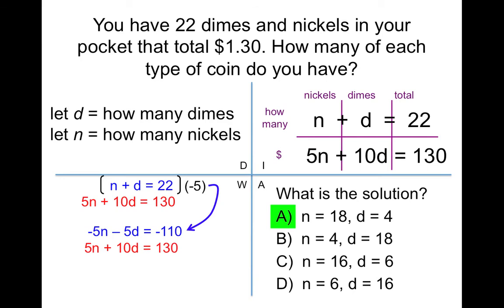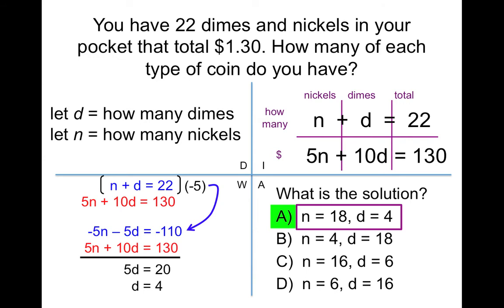Now when we add both sides, that n is going to go away because -5n and +5n add up to 0 n's. If we add the -5d and the +10d, we get +5d, and adding up the -110 and the +130, we get 20. Now this is a very simple equation. To finish up, we'll just divide both sides by 5, and we can tell there will be 4 dimes in our solution. Since n and d had to add up to 22, there must also be 18 nickels in the solution, because 4 plus 18 is 22.